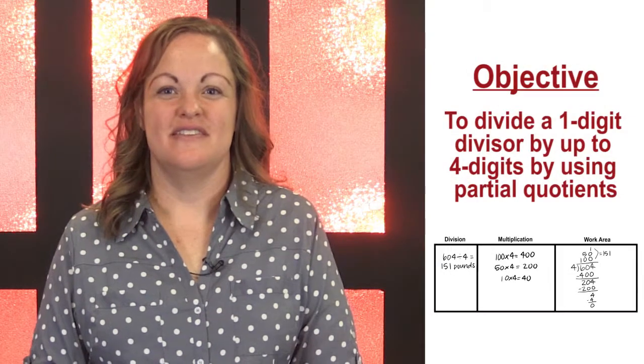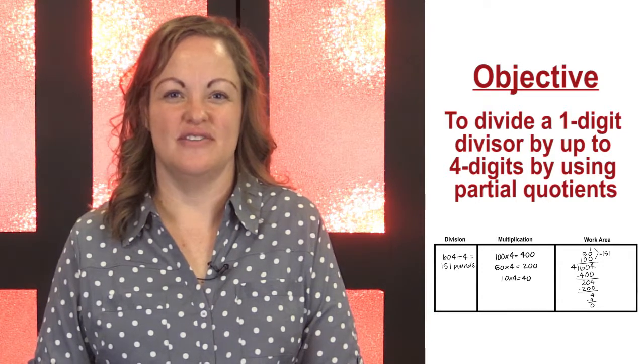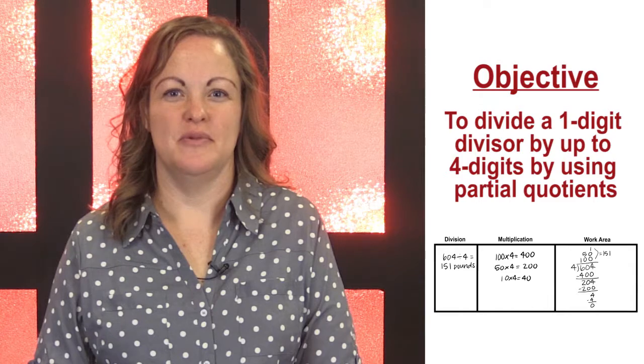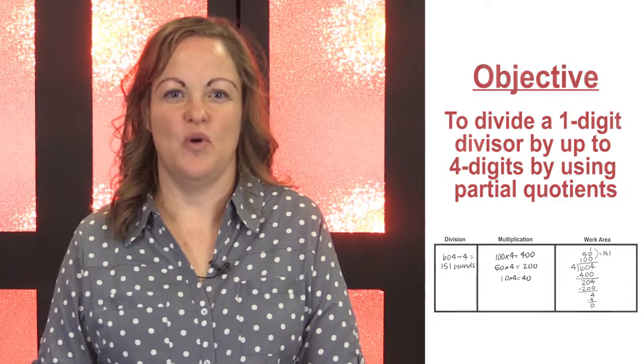The objective for this lesson was to use the partial quotient model to divide with a one-digit divisor. We met this objective by using partial products and explaining the multiplication strategies we used. We also used the division mat to help organize our work.